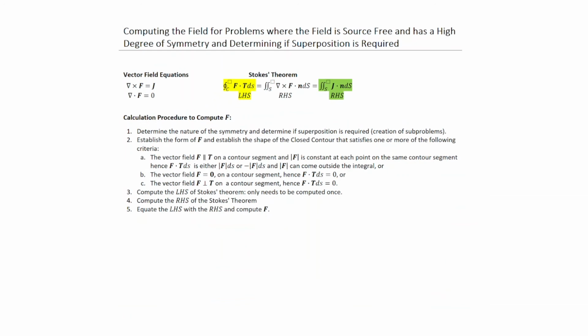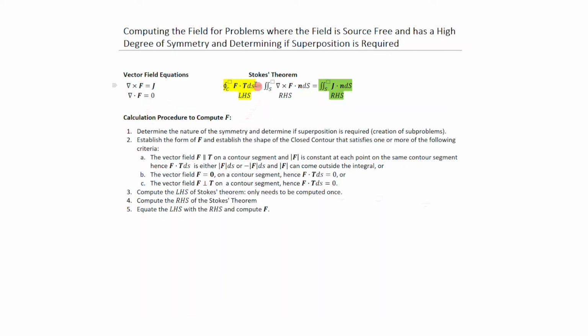All right, so that would be the procedure for an irrotational problem. What about where we have a source-free field? In this case, the only difference is that instead of applying the divergence theorem, we apply Stokes' theorem. And you'll notice here that the curl of the vector field is J, which, if this is an electromagnetics problem, is a current flux density. The divergence is 0.